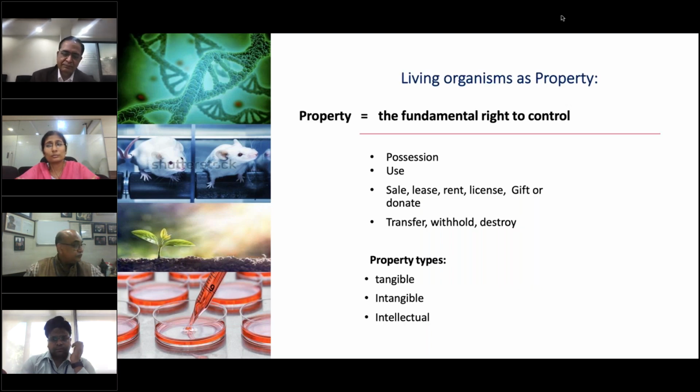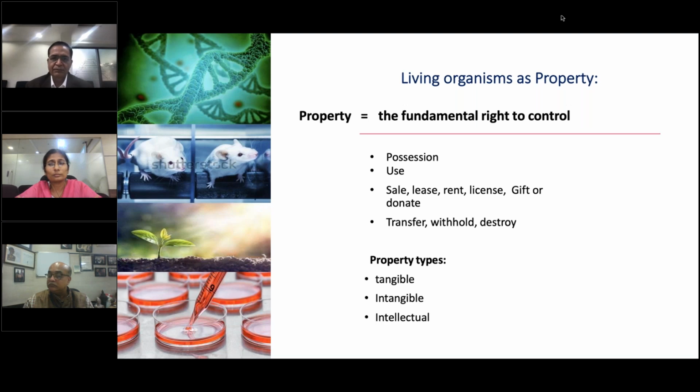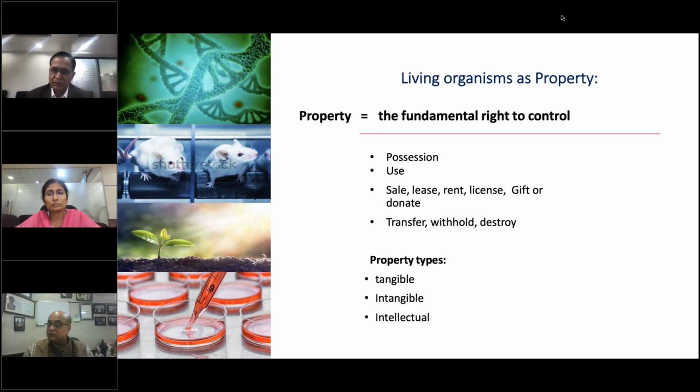We look at primarily numerous living organisms as property. And by definition, property relates to having a fundamental right to control anything where we have a fundamental right to control, either by your possession or application of that, or sale or gift or donate. That's the connotation of property with fundamental right to control.